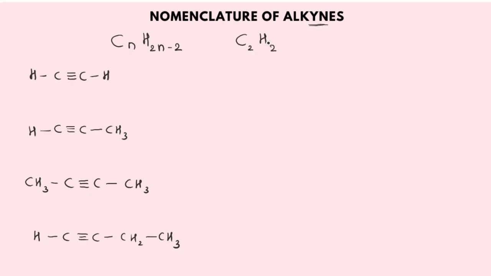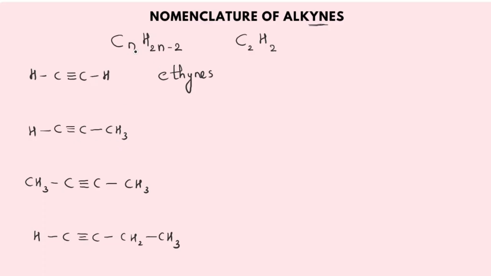And there are two carbons. Therefore, the root word is eth. Therefore, the molecule is ethyne. You see, alkyne molecules have a triple bond. That means the carbons here are sp hybridized. Therefore, here we have a linear shaped molecule. That is very important when you write the structures of the molecule.